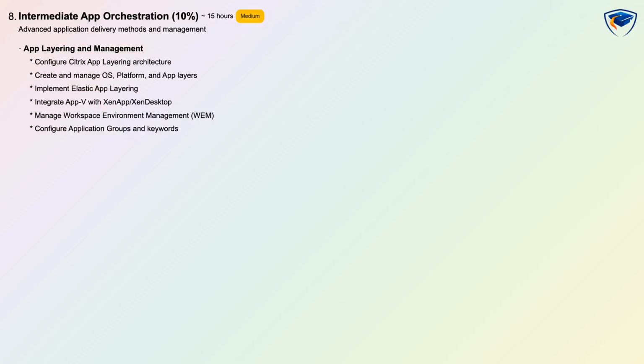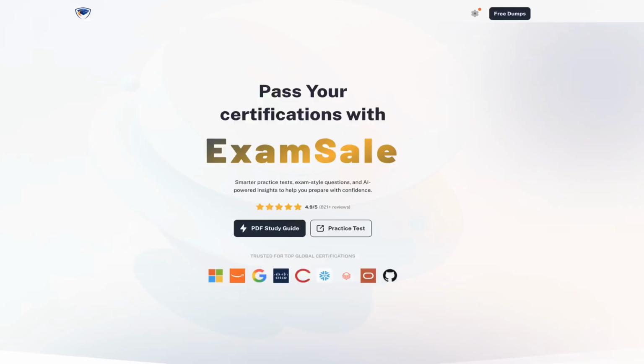Intermediate App Orchestration is 10%, medium difficulty, estimated at 15 hours with hands-on and conceptual assessment centered on advanced application delivery. Topics include Citrix App Layering Architecture, creating OS, platform and app layers, elastic layering, App-V integration, and workspace environment management. You will learn to manage application groups, layer versions, and delivery methods to simplify application lifecycle and reduce image sprawl.